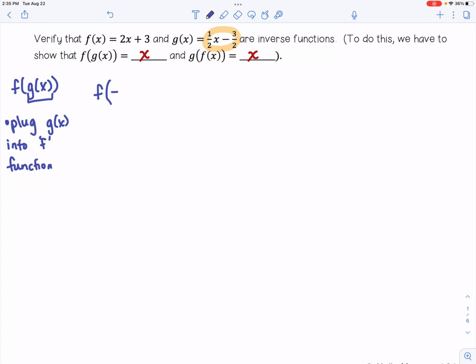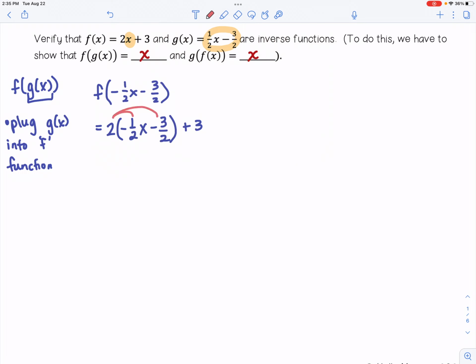So our g function, 1/2 x minus 3/2, we're going to plug in to the x value of our f function. So this looks like 2 times, remember to use parentheses. Parentheses are very important when you're plugging in or replacing or substituting. So we're going to plug in 1/2 x minus 3/2 where that x is, and then we have plus 3. So next we're going to distribute.